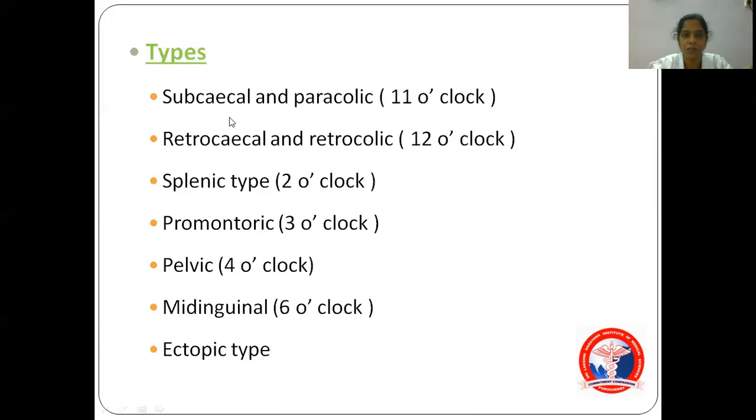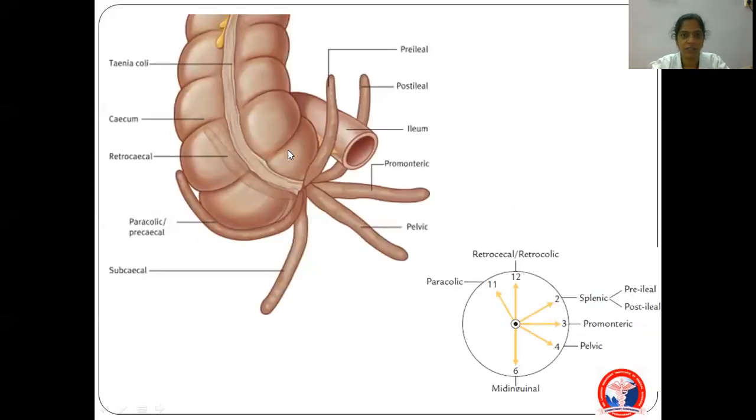They are subcecal or paracolic, 11 o'clock position. Retrocecal or retrocolic, 12 o'clock position. Splenic type, promontoric type, pelvic type, midinguinal type, ectopic type. So these are the types of appendix. We'll discuss with a picture. Here you can see this is the tinea. When you trace the tinea, you can find the base of the appendix.